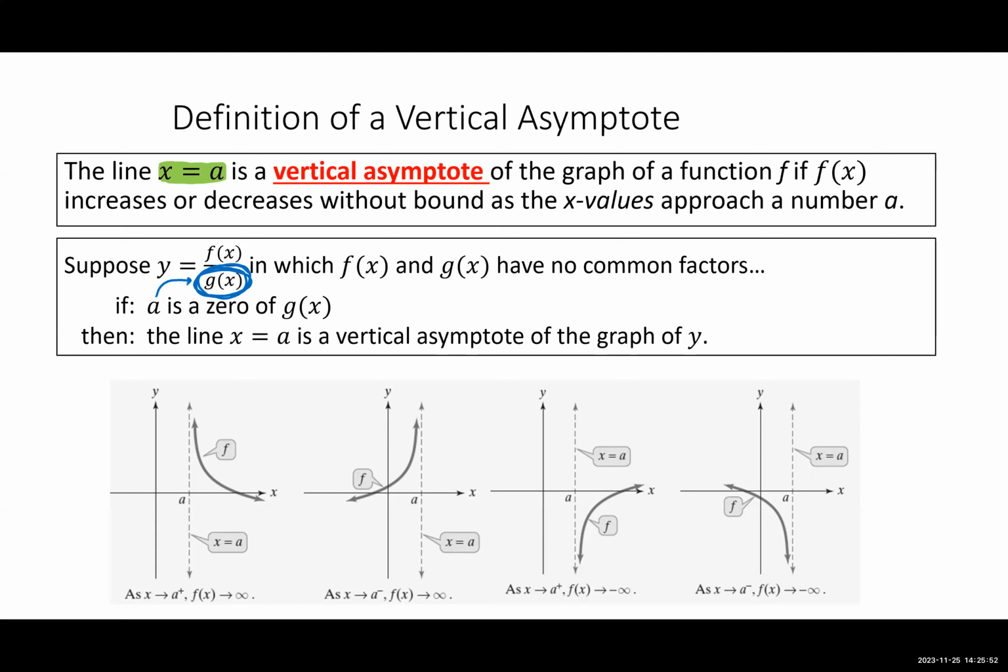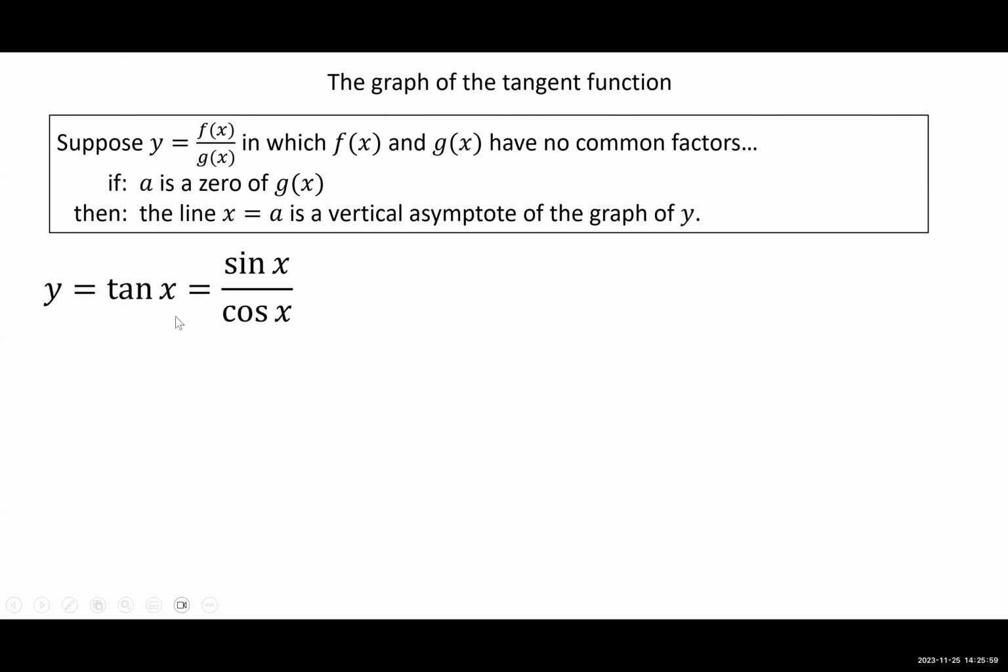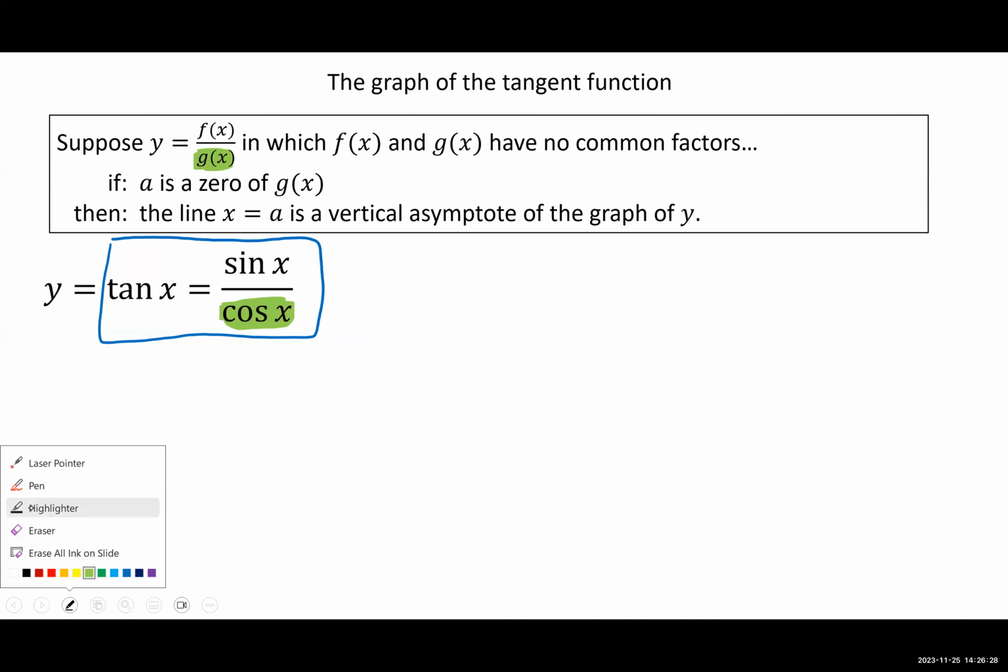Now, why are we talking about vertical asymptotes? Well, the tangent function is a fraction. We defined the tangent function as sine over cosine. And so we have a variable in the denominator of a fraction, which means the denominator may be 0, and in this case it is 0. Whenever the cosine function is equal to 0, the tangent function is going to have a vertical asymptote.